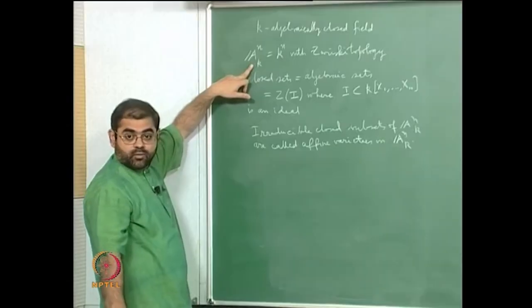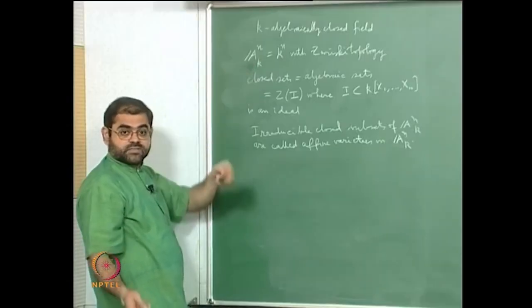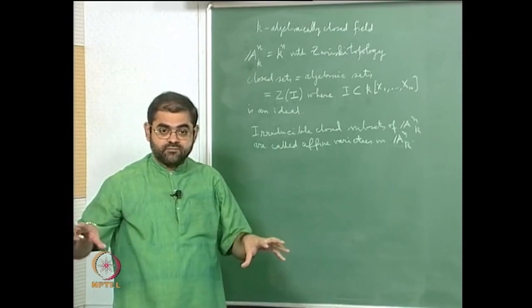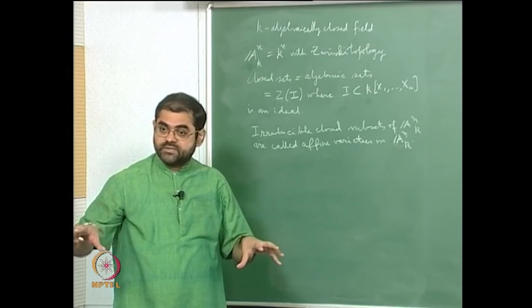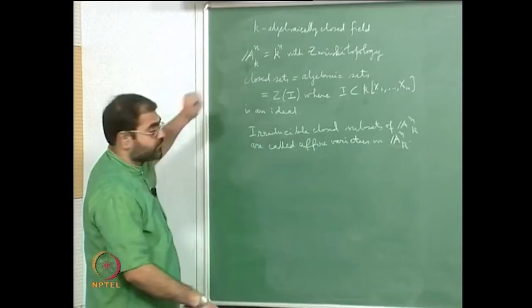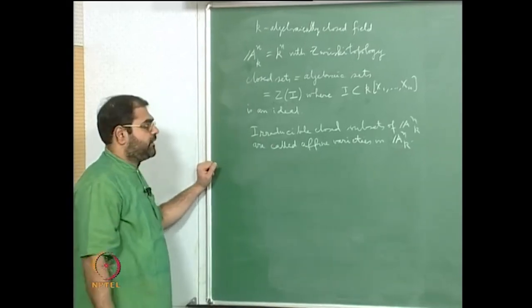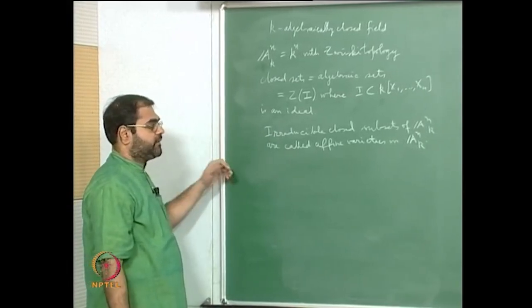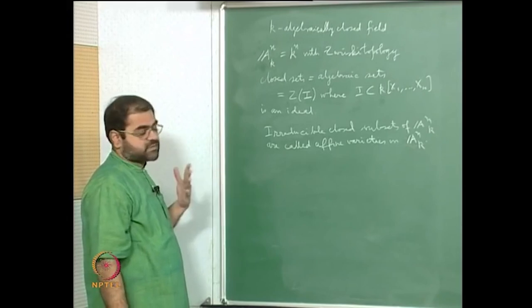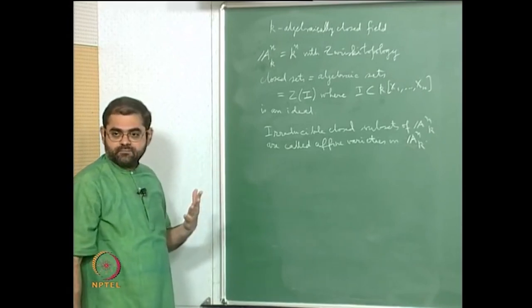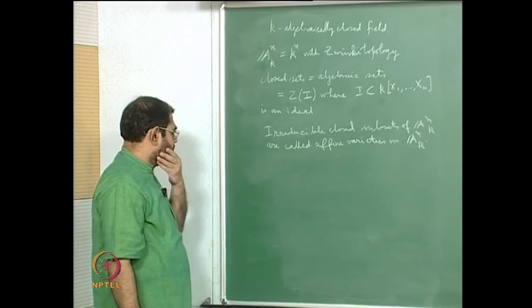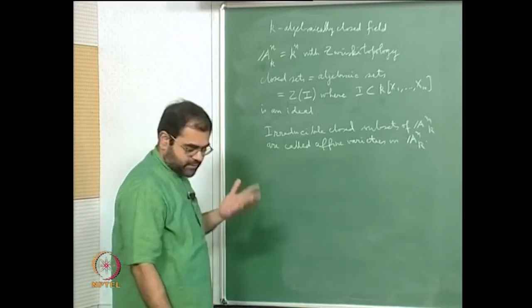So it's highly non-Hausdorff. Hausdorffness means that you give me any two points, you can find open sets small enough such that they contain those two points and they don't intersect. So this is highly non-Hausdorff. But still, that doesn't deter us from doing good geometry. That's the point. And of course there are other nice things.